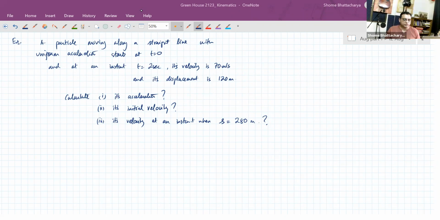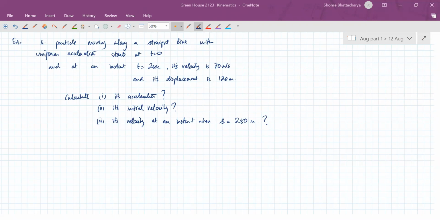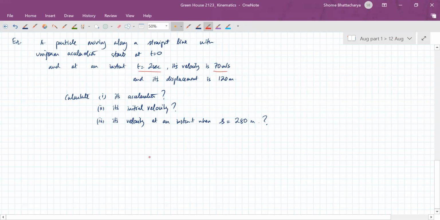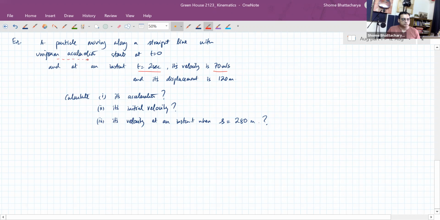Nobody sent the answer yet. People, did you try out? Sir, in the first statement, acceleration will be 0, no? No, beta, because it's saying that it is moving with uniform acceleration.